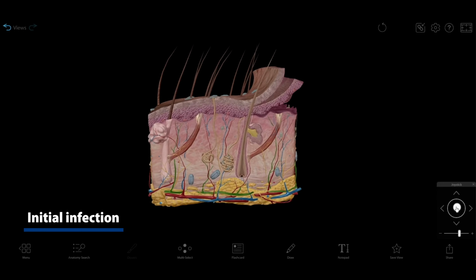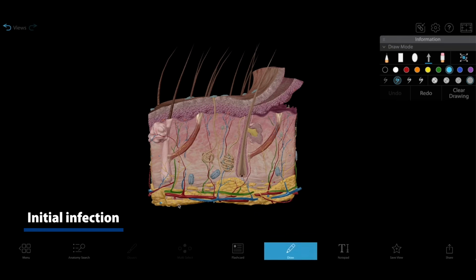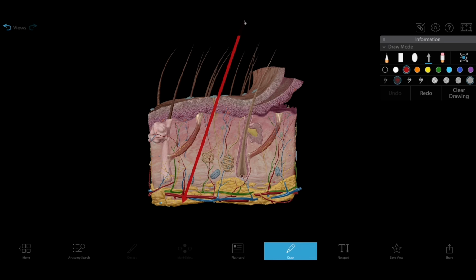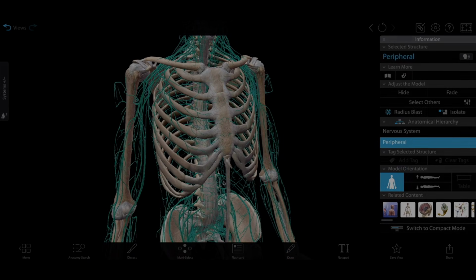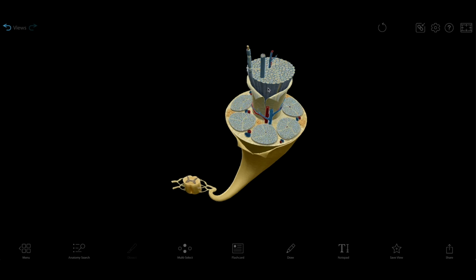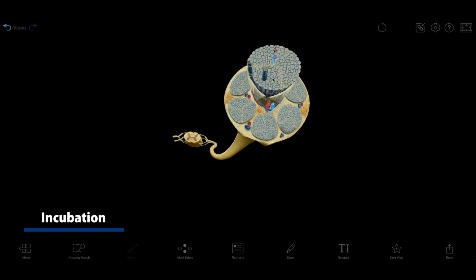Let's say our human here is bitten by a rabid animal. Its teeth break the skin and saliva enters through the wound. The virus infects the peripheral nervous system first, typically traveling along motor neurons first, then later infecting sensory neurons too. The period between infection and symptom onset is called incubation.